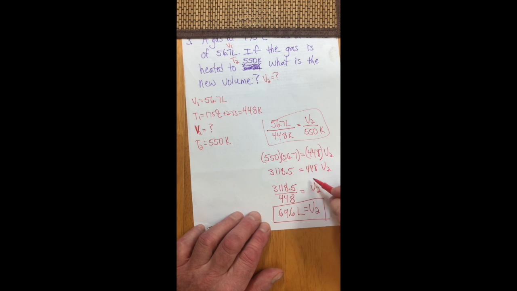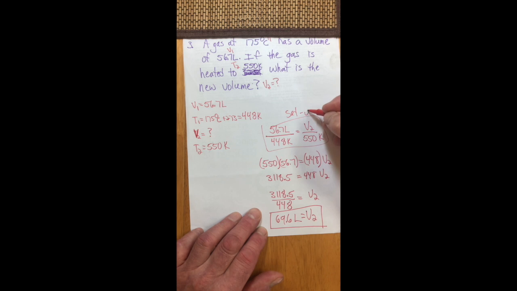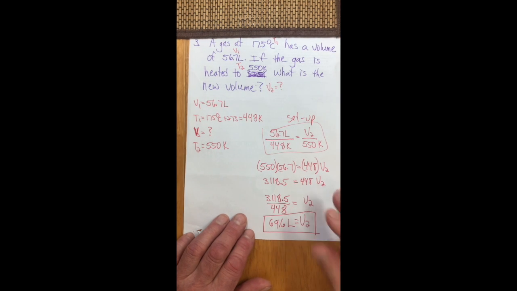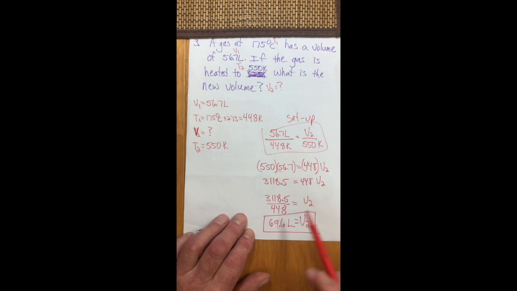By the way, you don't have to show all these steps. Do what's comfortable for you. You just have to really show your setup up here. Okay, does this answer make sense? Let's see. It was heated. It went from 56 to 69. And so as the temperature increased, the volume also increased.